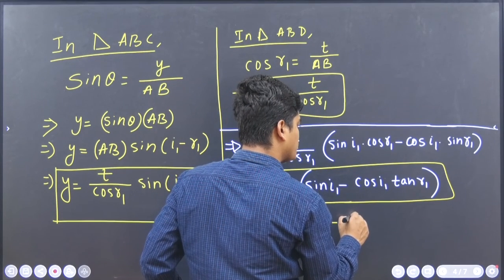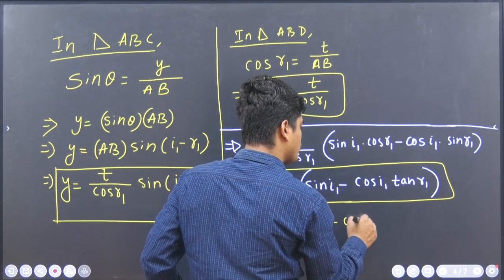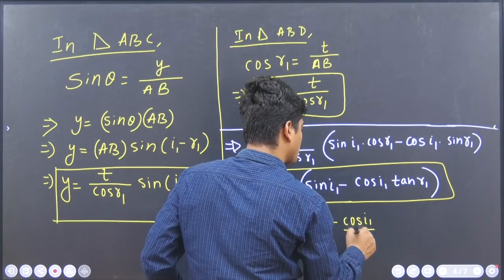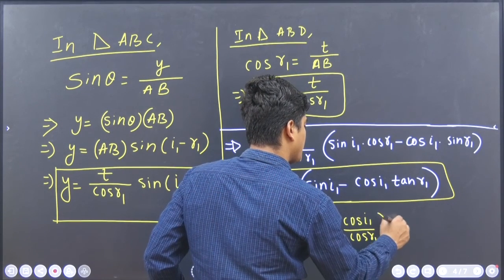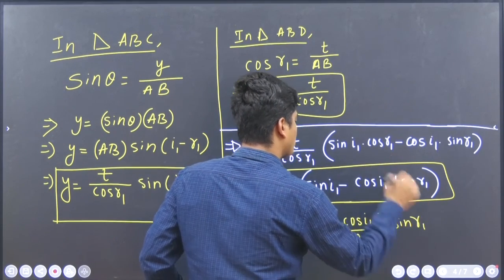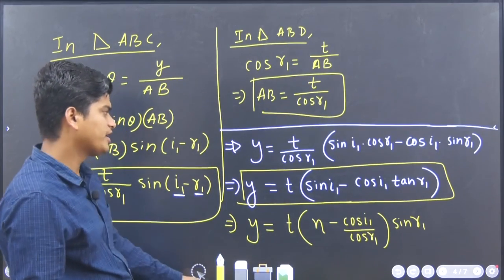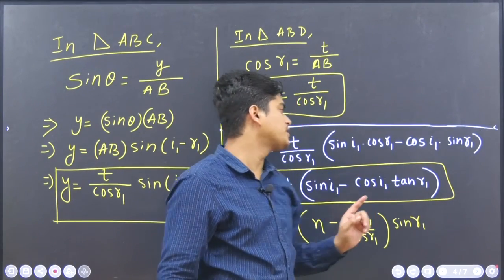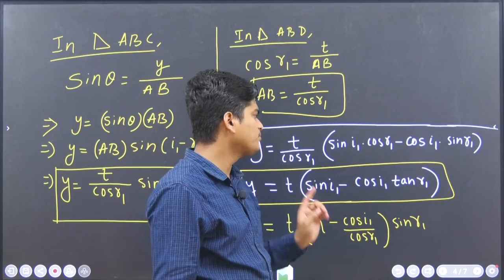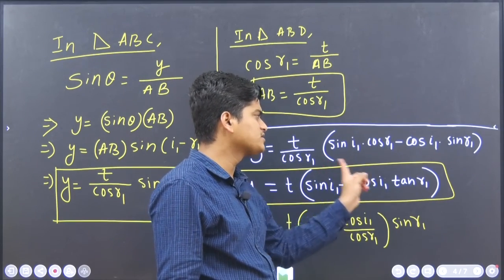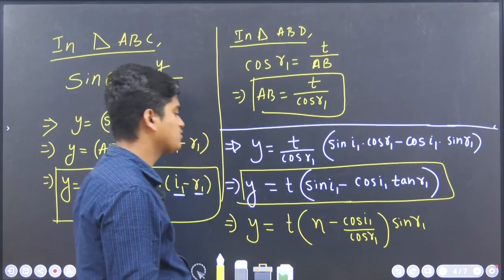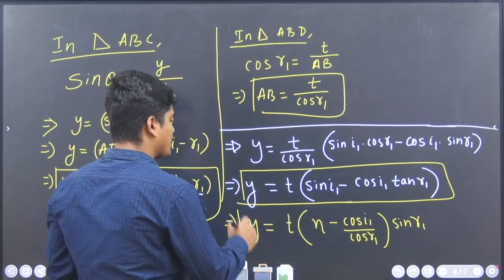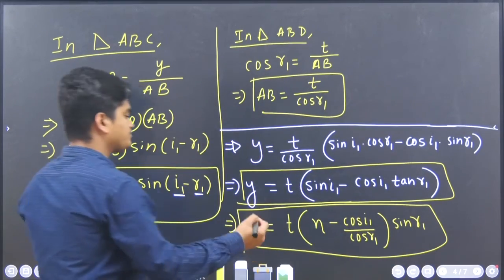So that will be nothing but cos I1 by cos R1, and you have to write sin R1 also. Or you can take sin R1 common here. So one sin R1 will come, cos R1 will cancel, and cos I1 by cos R1 will remain. So you can represent it in this way also.